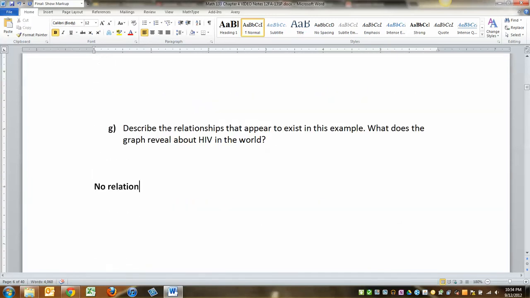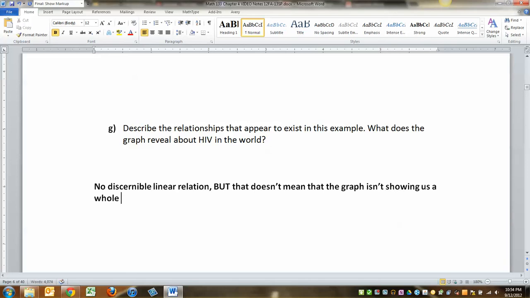All right, no relation, but that doesn't mean that the graph doesn't reveal. How about this? No discernible linear relation. That doesn't mean that the graph isn't showing us a whole lot. We can see that most countries in the world have a handle on their HIV populations, right? Or HIV infection rates, let's put it that way. HIV infection rates, for whatever reason.